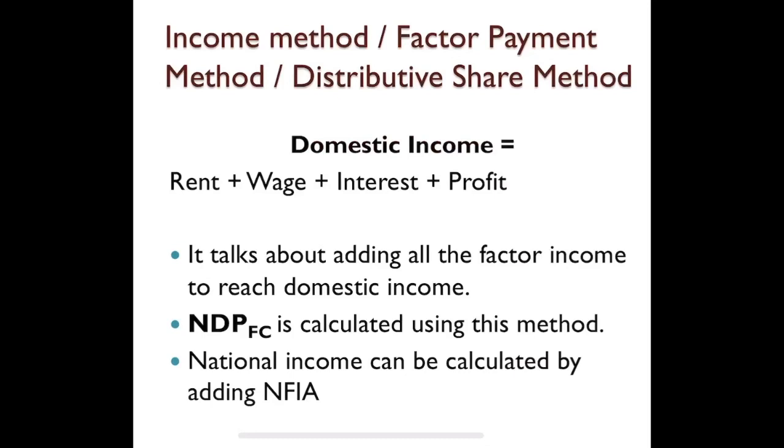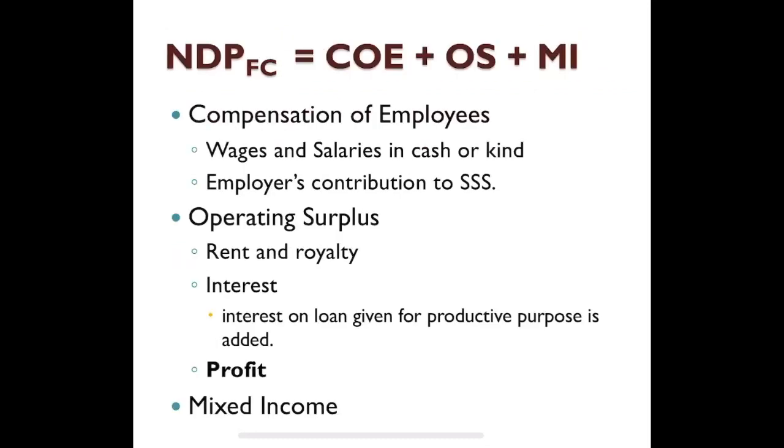So rent, wage, interest and profit. NDP-FC is equal to COE plus OS plus MI. This is the same rent, wage, interest and profit, just the terms are different. For example, wages. Wages are specifically given by the employers to the employee. So sometimes wages are not called wages. A doctor might not get a wage, a teacher might not get a wage, they'll get a salary. So I have just named it compensation of employees, which means whatever you are giving to the employees, maybe in cash or in kind, maybe by contributing to social security schemes, SSS, right?